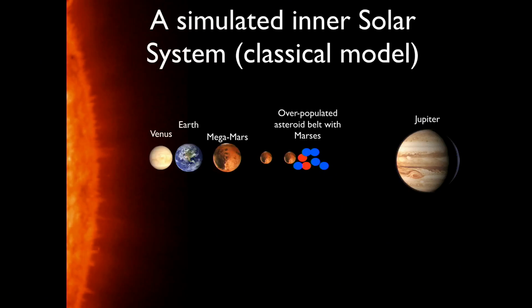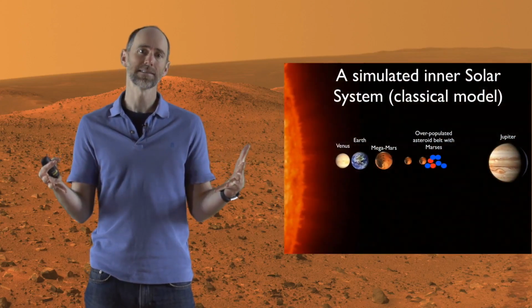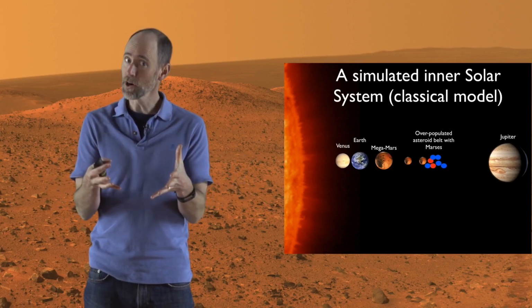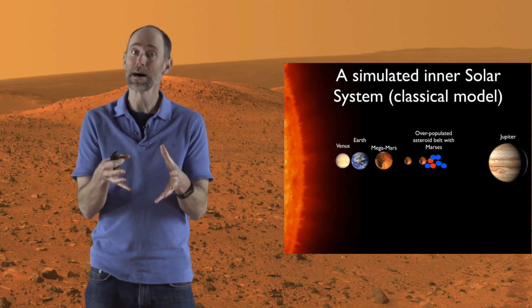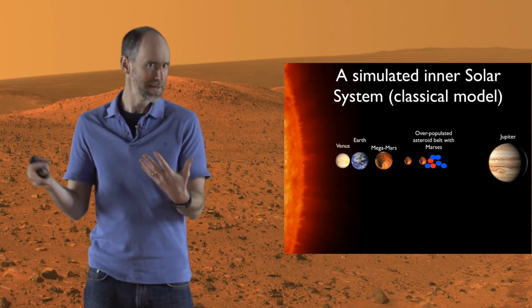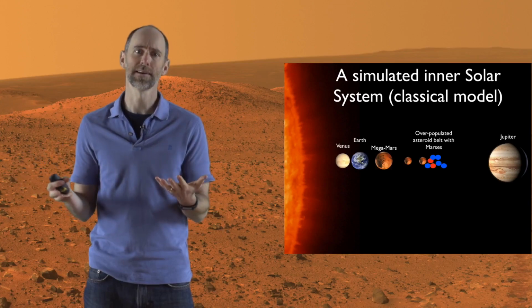But here's what happens when you do computer simulations of the classical model. We form planetary systems that look kind of like this. Venus and Earth look pretty good, but Mars is way too massive. It's typically the mass of Earth instead of the mass of Mars. Mars is about 1/10 the mass of Earth, the real Mars, that is. Then the asteroid belts often have Marses stranded in there.